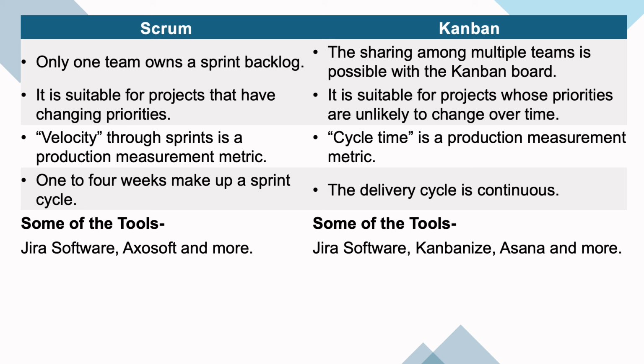Here in Kanban, the delivery cycle is continuous. Once a stage is done, it moves on to the next stage, and the empty place is taken up by some other work. So the delivery cycle here is continuous and it doesn't follow a cycle method. There is a continuous flow of work that is given to them. So in Scrum, the tools that we can see are Jira, Axosoft, and others. In Kanban, again Jira, Kanbanize, Asana, and other tools that are used for Kanban.